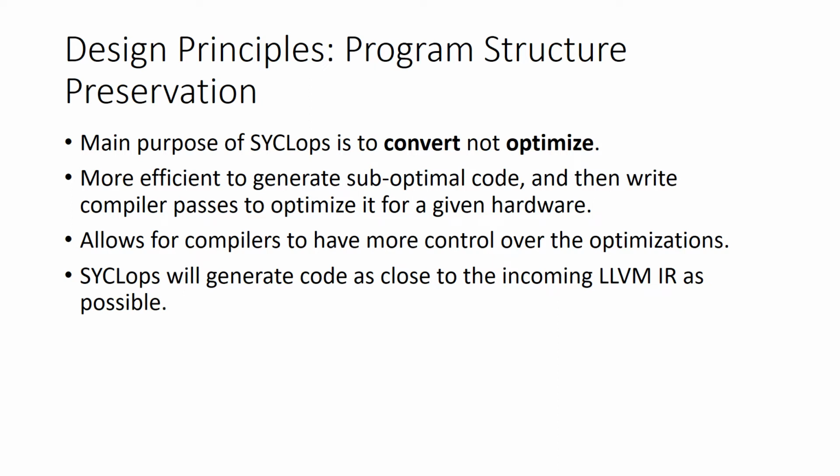The main purpose of SYCLops is to convert, not optimize. That is, the program structure of the incoming LLVM IR should be preserved in the output IR. It'd be more efficient to generate suboptimal code in the target IR and then write passes within the compiler to optimize it for a given hardware. This would allow the compiler to have more control over the optimizations that occur in the kernel and would greatly simplify the SYCLops converter. Thus, SYCLops will generate code as close to the incoming LLVM IR as possible.